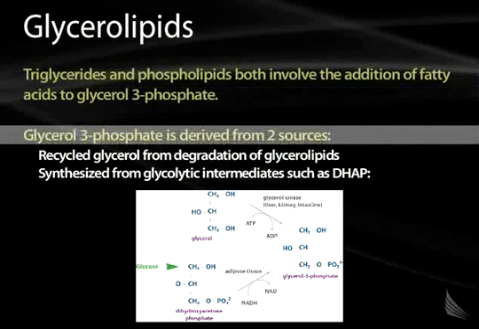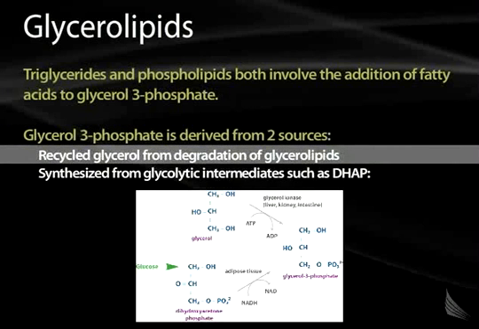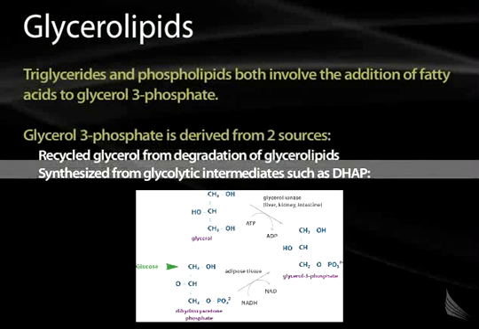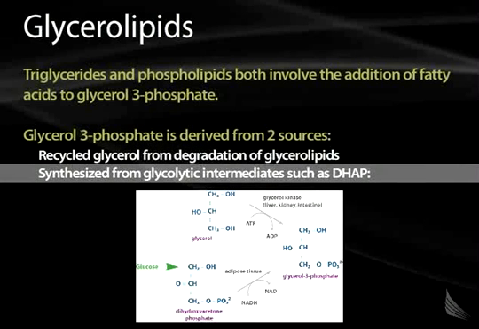Now, glycerol 3-phosphate comes from a couple of different sources. It may be recycled glycerol from the degradation of glycerolipids, or it can be synthesized from glycolytic intermediates such as dihydroxyacetone phosphate, as we show below here. So dihydroxyacetone phosphate can be converted to glycerol 3-phosphate, as can free glycerol.